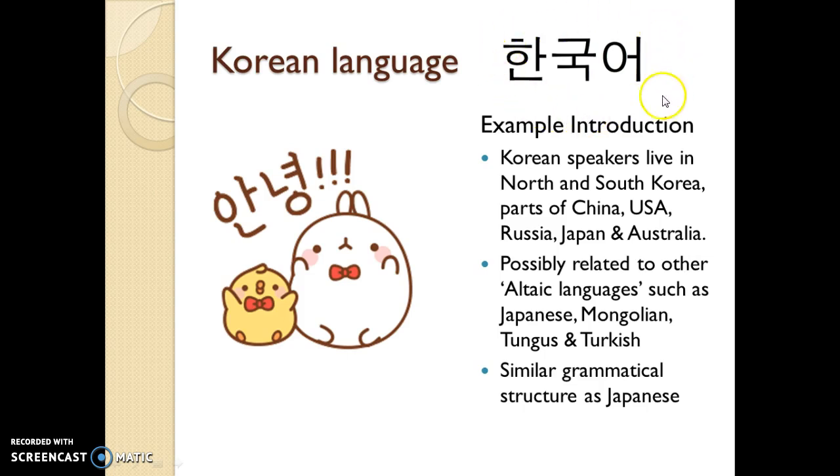You can see the Korean alphabet here. H-A-N-G-U-G, and that's O. Hanguk-o. And here we have Annyeong, which is a kind of informal hello.